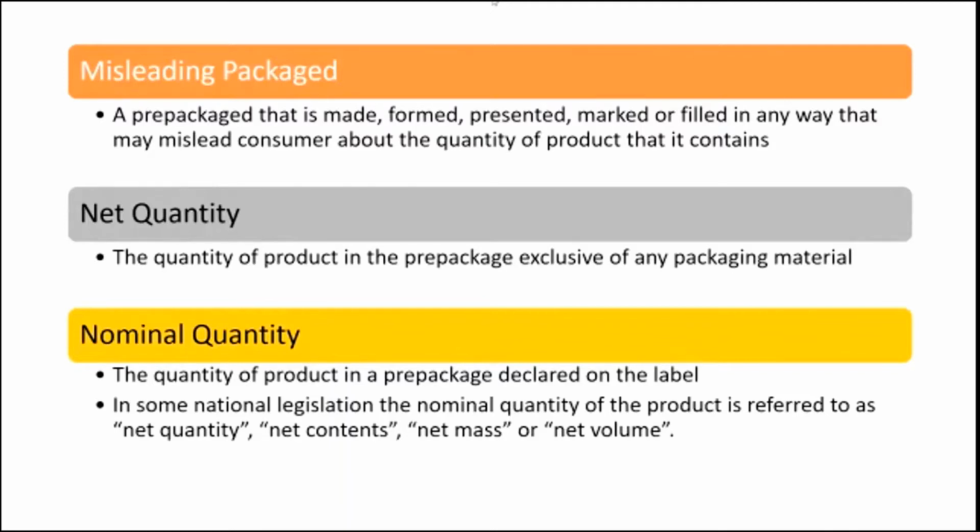Okay, and we have net quantity. The net quantity is the quantity of product in the prepackaged exclusive of any packaging material. So net quantity is the amount of product in the prepackaged outside of any packaging material.